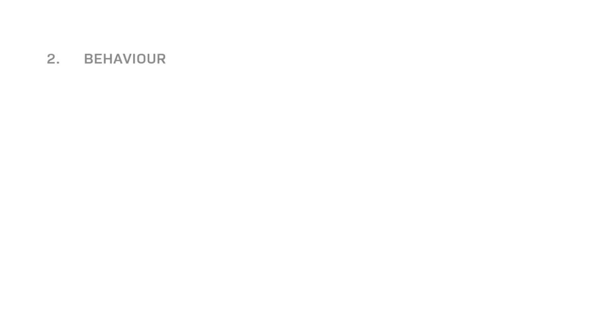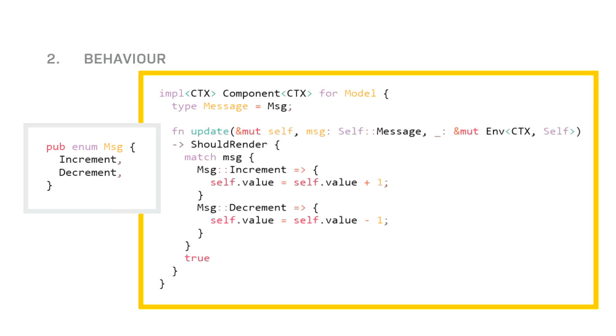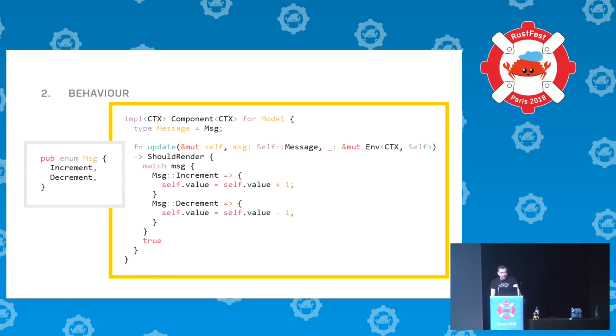Now we can add behavior to this component. We have a struct, and now we should add messages. We can add an enumeration with different events inside, and these events lead to changes of the model. The Component trait contains an update method, and in case of an increment event, it will add one to the value field. In the case of decrement, it will subtract one from the model's field. There is a should-render flag, which triggers rendering of this component. If you set it to true, the component will be rendered again. If you return false, the rendering will be skipped. It's useful if you want to change hidden fields of your model.